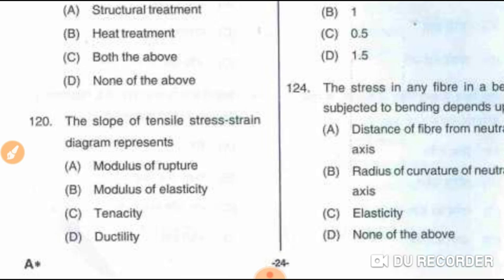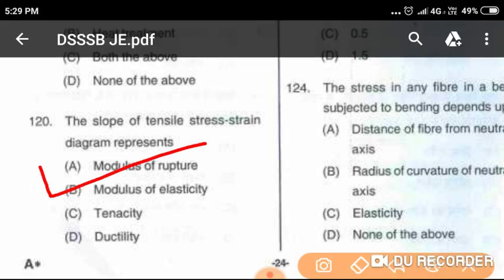120. The slope of a tensile stress strain diagram represents: option A modulus of rupture, option B modulus of elasticity, option C tenacity, option D ductility. So the slope of a tensile stress strain diagram represents the modulus of elasticity.